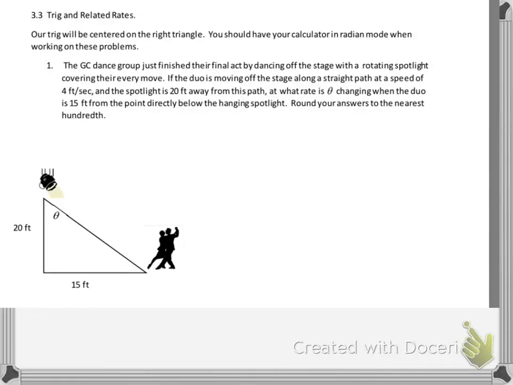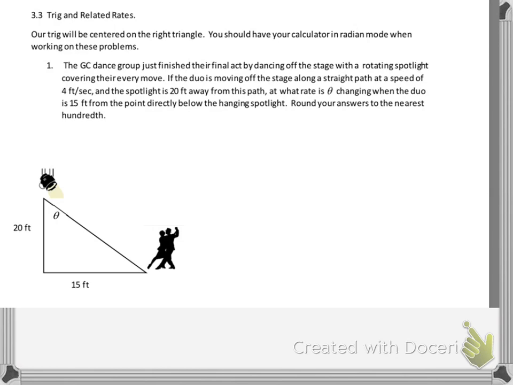Okay, in this problem, we're going to go through a trig and related rates issue with angles. First off, your calculator should be in radian mode when working on these problems. Okay, so I have a picture for you here, and let's read the problem together.